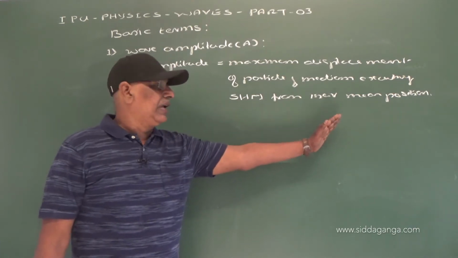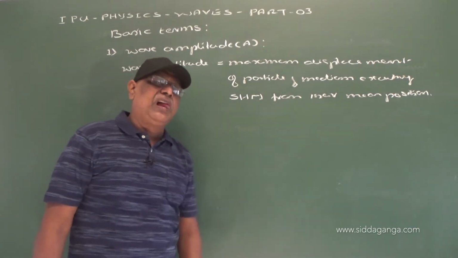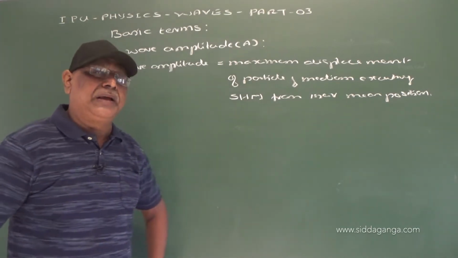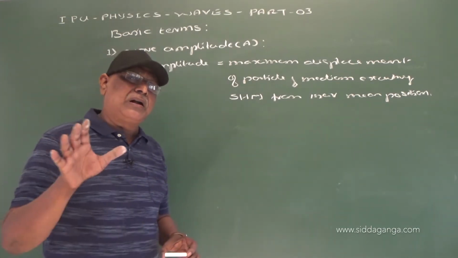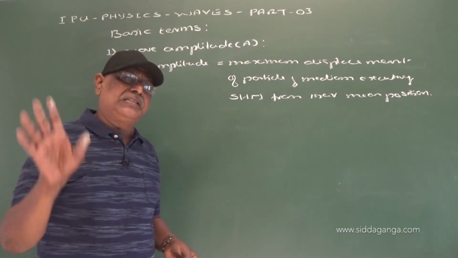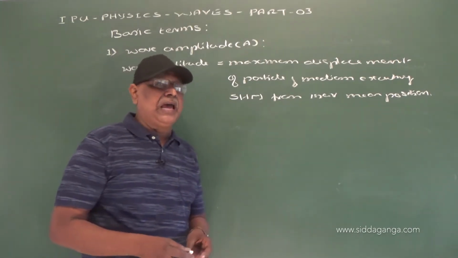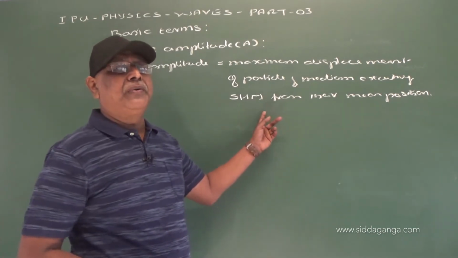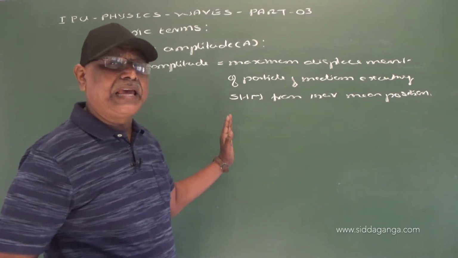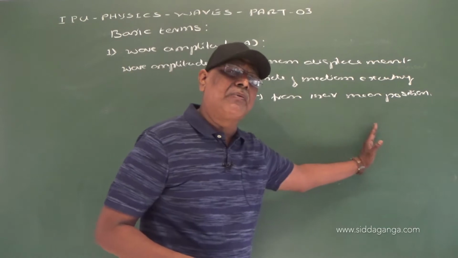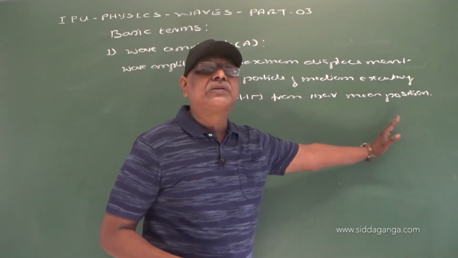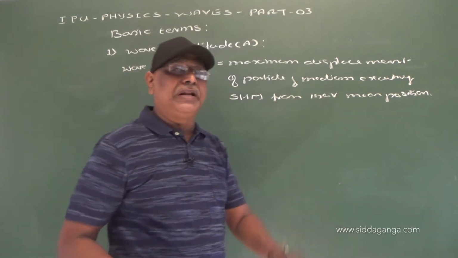particles are executing oscillation. And of course, when a wave propagates through a medium, all the particles vibrate with the same period, same frequency and same amplitude. Therefore, amplitude of one particle is the same as the amplitude of all the particles of the medium and is called wave amplitude.